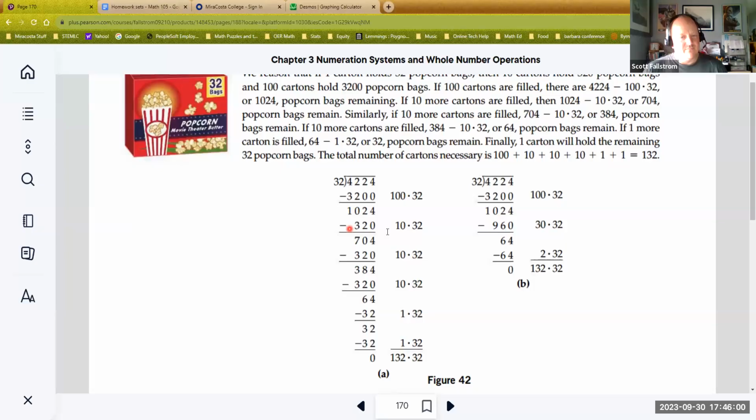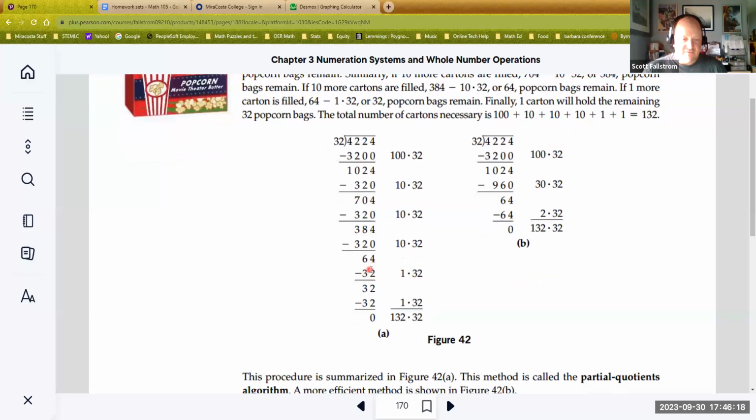You say, well, wait a minute. I could definitely make 10. So you could take away 320, and you could actually take away another 320 and another 320 until you get down to below 320, because you know every group of 10 cartons would be 320. Now that leaves you 64, and some of you could see 64 goes in there twice, but if not, just take away some additional groups of 32.